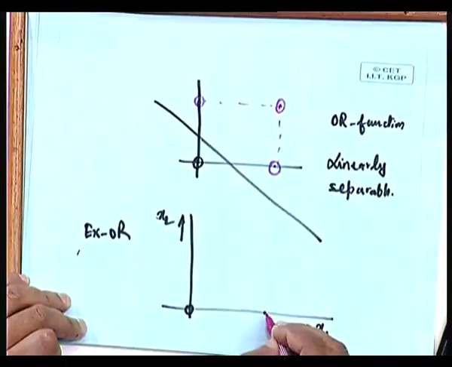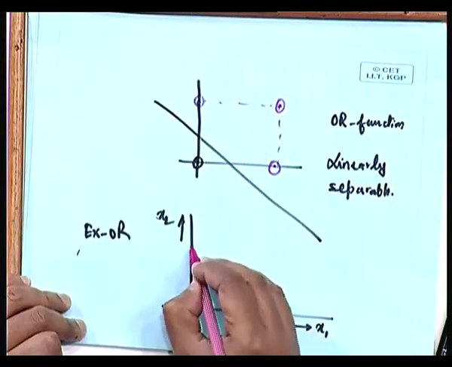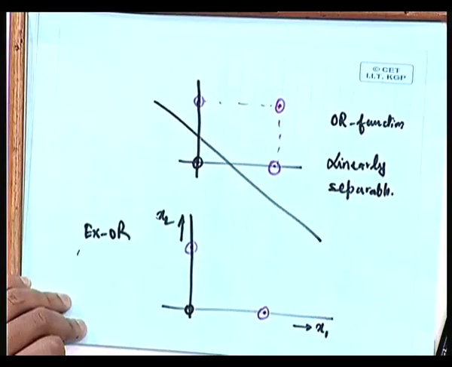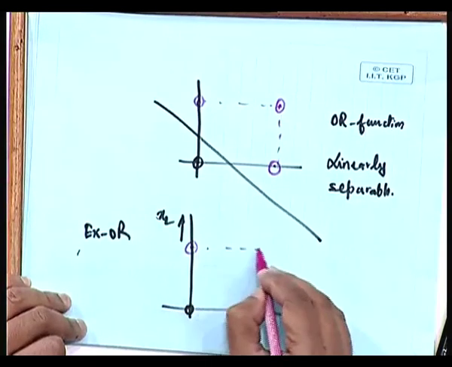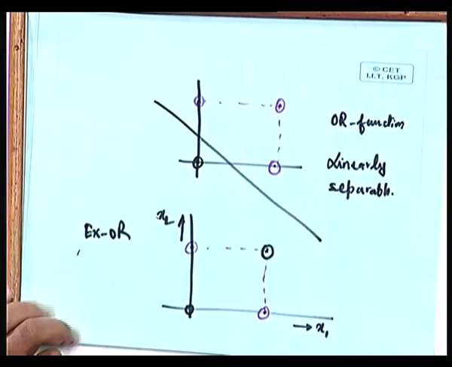When x1 is equal to 1 and x2 is equal to 0, output is 1. When x1 is equal to 0, x2 is equal to 1, output is 1, and when both of them are equal to 0, then the output is equal to 0, right. So, this is 0. Now, is this linearly separable? Why? You can't pass a straight line that distinguishes the 1 patterns from the 0 patterns.